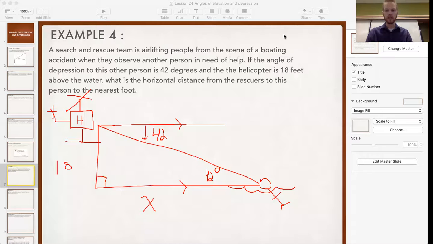Let me go back to erasing that. We don't need it. So from the angle that's 42, this is the opposite side. X is adjacent. Oh man, this is another tangent problem. I put a lot of tangents in here, huh? Would you have to find the hypotenuse at any point? Absolutely, and you'll see that in the homework too. So we're going to use tangent to figure this out. Tangent of 42 degrees equals 18 over X.